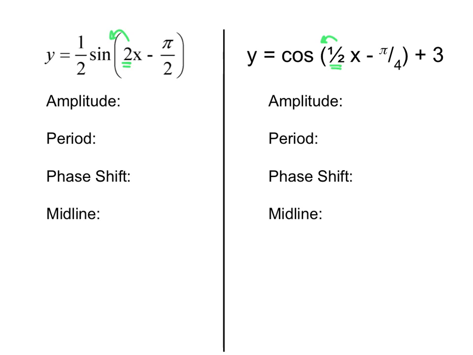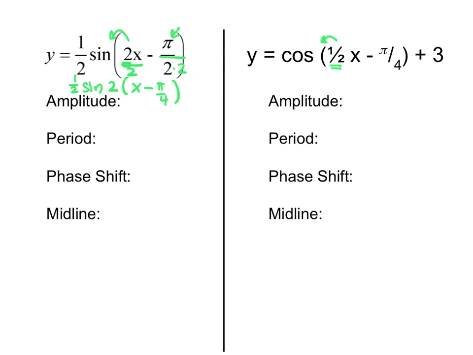So the first one, we have 1/2 sine. We're pulling out the 2, so we're dividing this by 2, which is going to leave us with an x. And then we're dividing this second term here by 2. And this is already being divided by 2. It's just going to join that 2 down there. So this is the same as pi over 4.